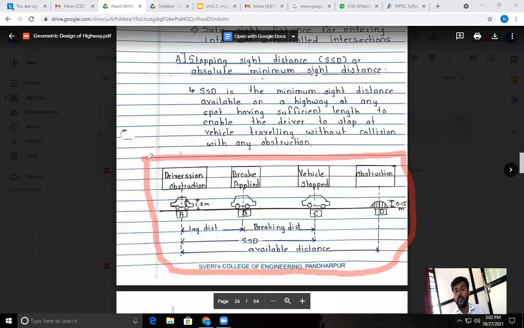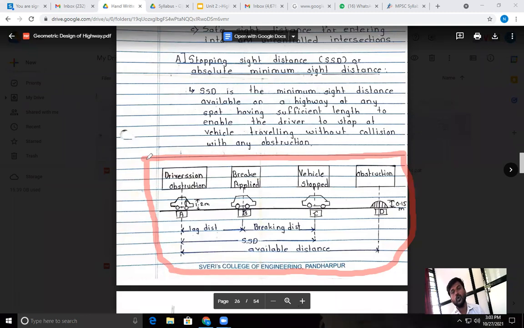At position A, the driver observes the obstruction. Then in the reaction period, he decides to apply the brake. But during that reaction time, the vehicle travels some distance. That distance is called the lag distance. After that, he applies the brake. When he applies the brake, the vehicle travels some distance. That distance is taken as the braking distance. And finally, the vehicle gets stopped at position C.